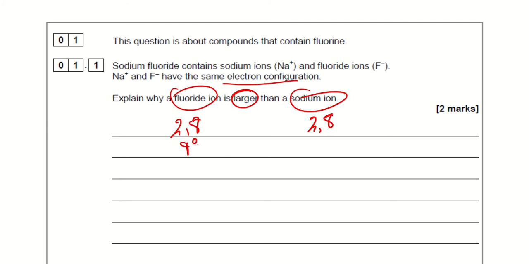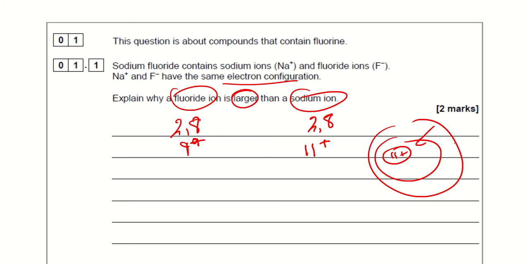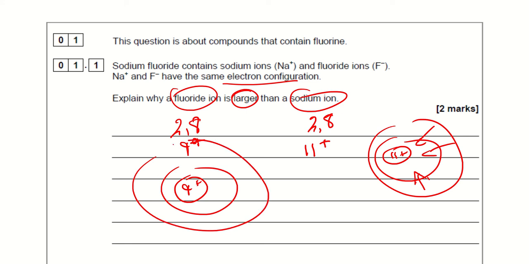Well, that's because the fluoride ion has got 9 protons in the nucleus. Sodium ions have 11 protons in the nucleus. So if you have 11 positives attracting 2,8 electrons, it pulls them into a smaller volume of space. Over here I only have 9 positives on the same 2,8 configuration of electrons, so that ends up being a larger ion, sorry, not a larger atom.